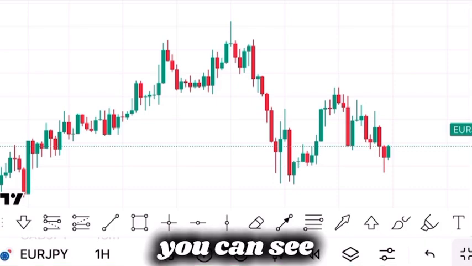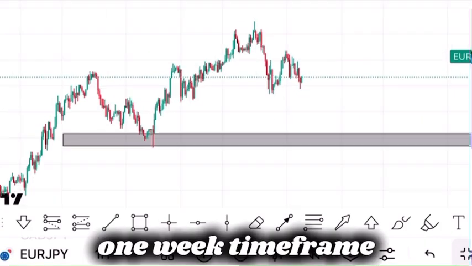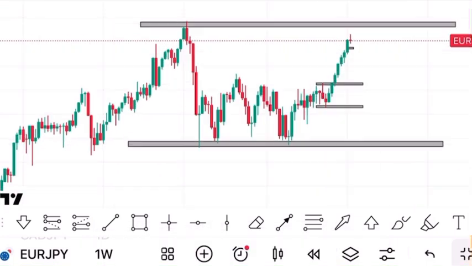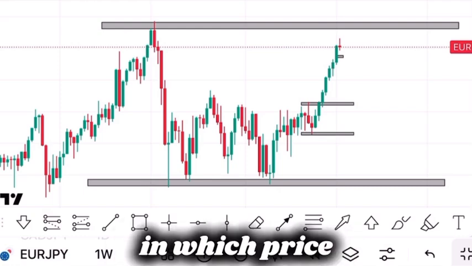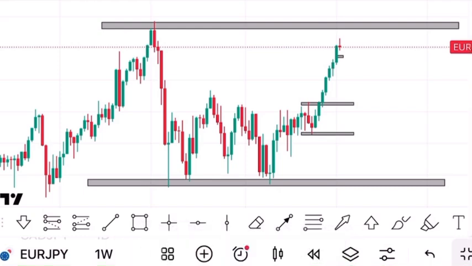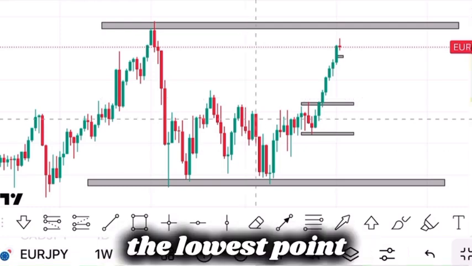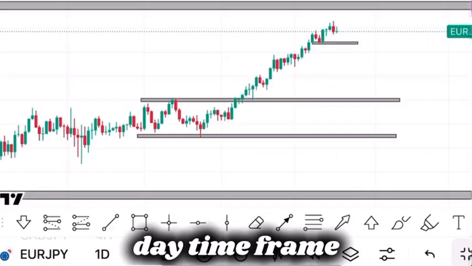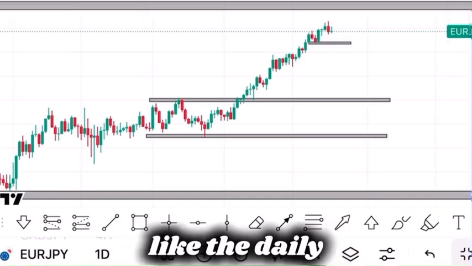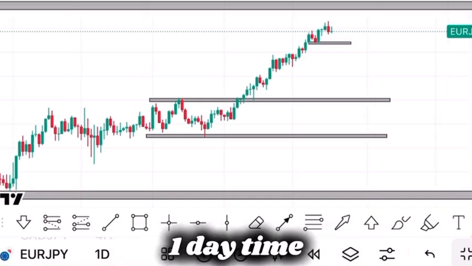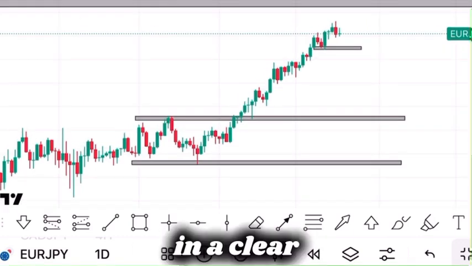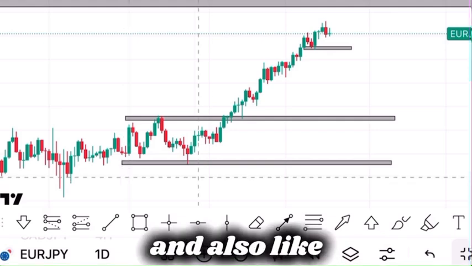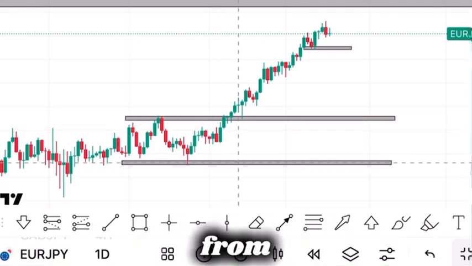So now as you can see, you can write this down. From the 1 week time frame, you start your analysis. From 1 week, mark out the highest point and the lowest point in which price is bouncing in between. So this is the highest point above and this is the lowest point below. Now to the 1 day time frame, when you get to the 1 day time frame, you want to know the trend of the market, the daily bias, what price is doing from the 1 day time frame. So from 1 day, we are in a clear uptrend. When we are in that uptrend from 1 day, you want to mark out the low as well.